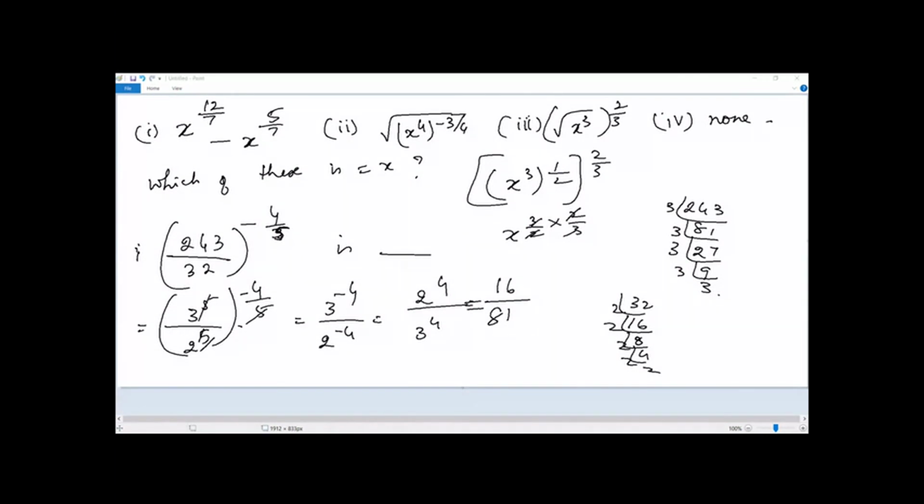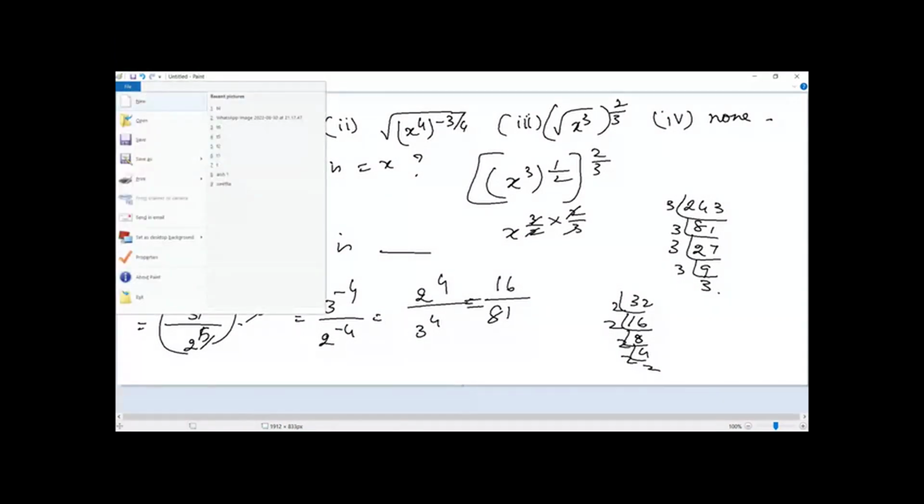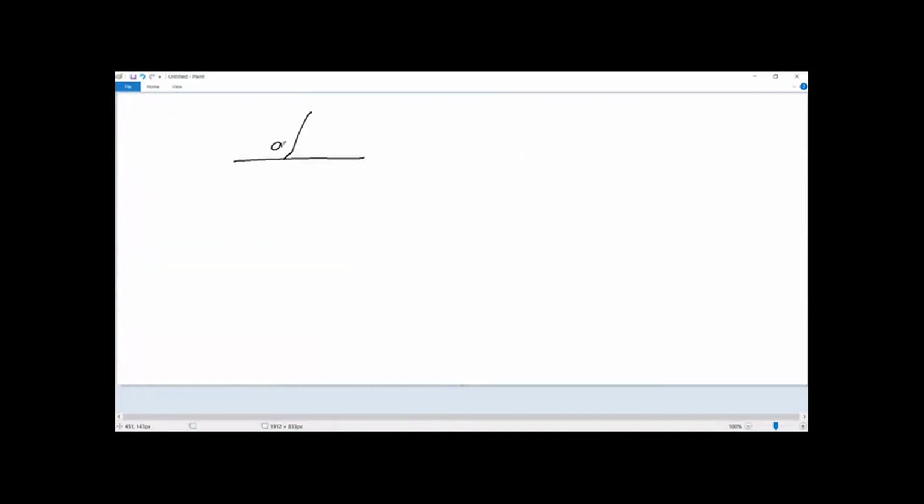Who has to answer? Pavitra has to answer. This is A, this is B. Angle B is 80. How much is A? 100 degree, ma'am. 100 is correct.